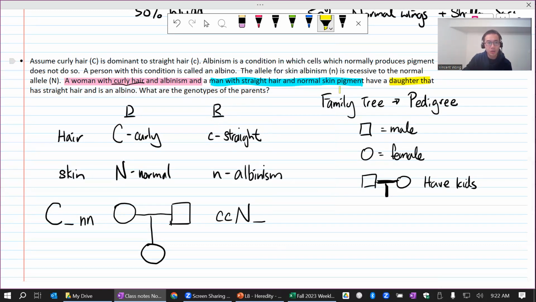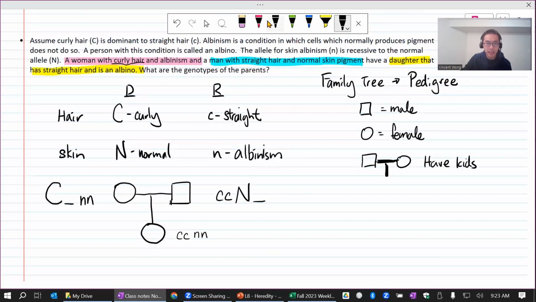All right, so let's take a look at the daughter. Straight hair and albino. Straight hair is little c, little c. Albino, little n. Now we investigate a little bit. One of the C's must have come from dad, right? So where did the other C come from? Well, the other parent. That's how I know the mother is heterozygous for the C.